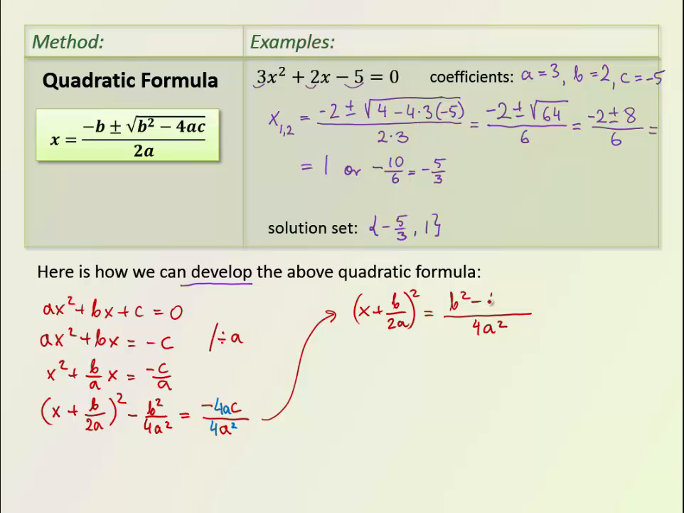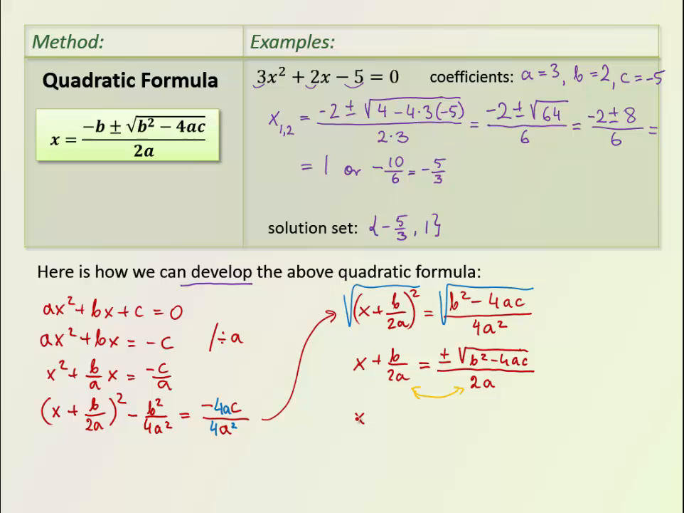b squared minus 4ac. So you can notice this is already the radicand in the quadratic formula, b squared minus 4ac. Now we take the square root on both sides of this equation, and we end up with x plus b over 2a equals plus or minus square root of the numerator, which is b squared minus 4ac, over square root of the denominator, but the denominator is already a perfect square, so that becomes 2a. And here again we can notice we have the same denominator, which is nice, it will always work like that.